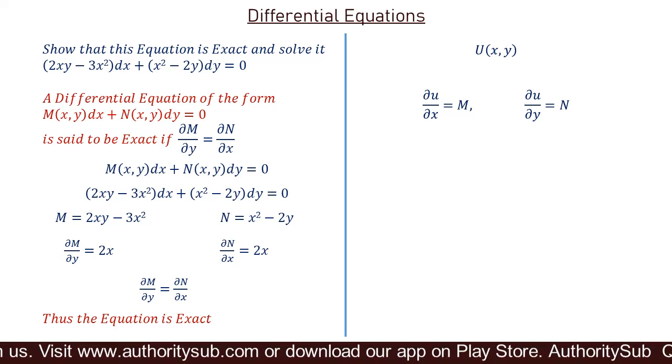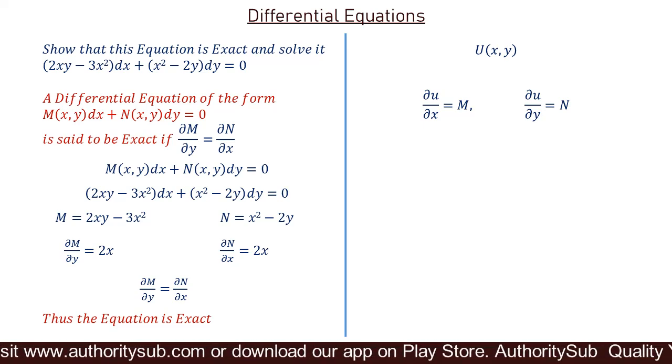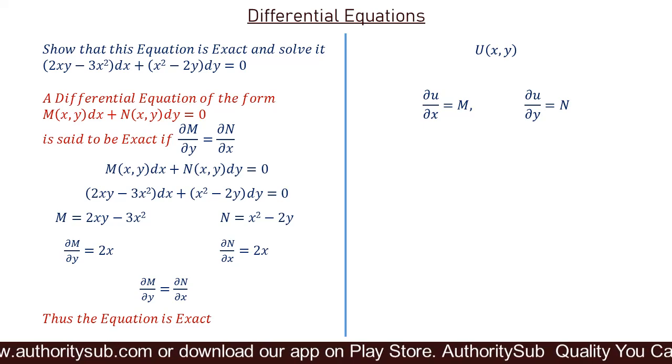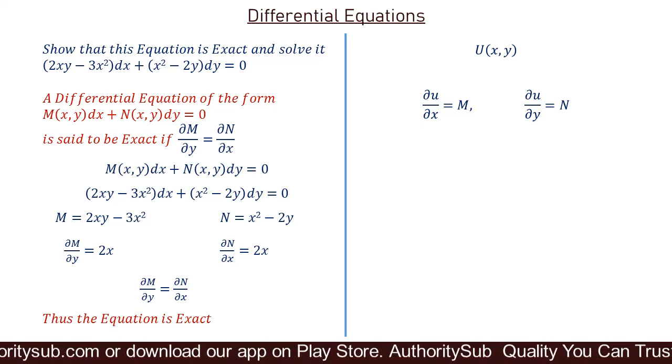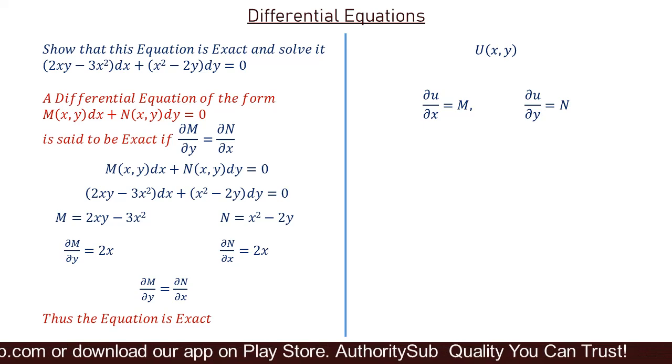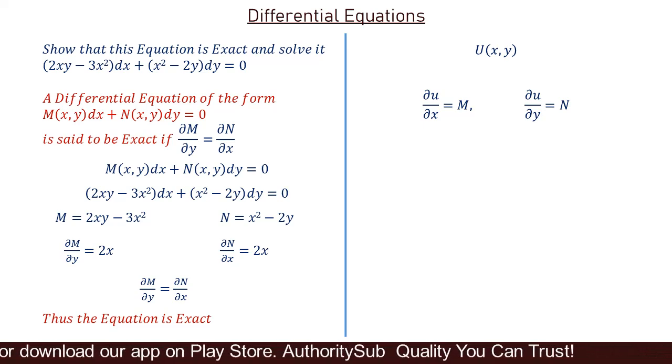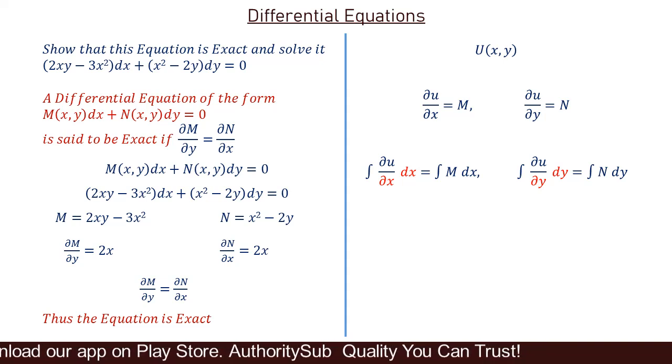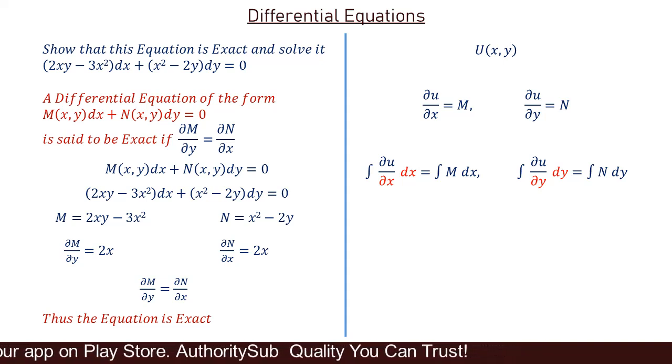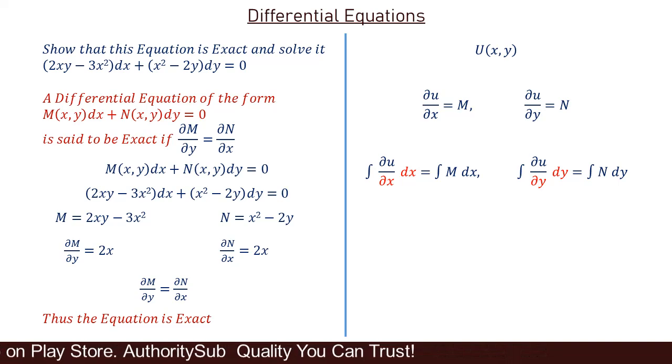What if we integrate both sides? So integrating both sides. Now this side that has partial u partial x, what if we integrate it with respect to x? So that means we are going to have the integral of partial u partial x with respect to x, and the integral of m with respect to x. Now let's apply it to the other side. The integral of partial u partial y with respect to y is equal to the integral of n dy.